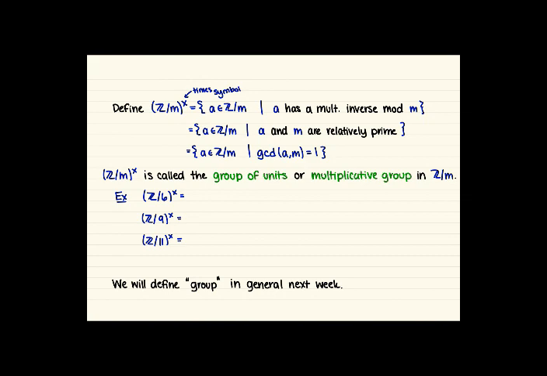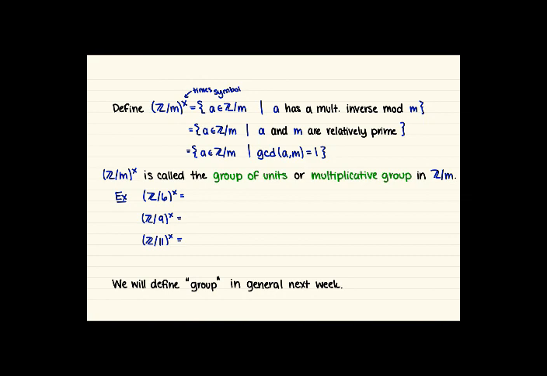Like we showed in the proposition, this is the same as the set of a in Z mod m such that a and m are relatively prime, or such that their greatest common divisor is 1. So we call this the group of units, or the multiplicative group in Z mod m. So here we're looking at things that have multiplicative inverses and just listing those off.